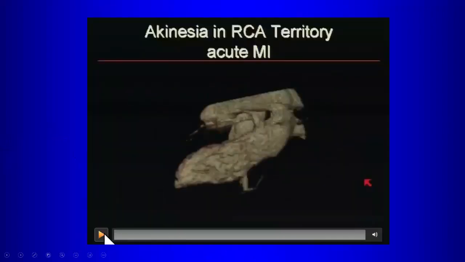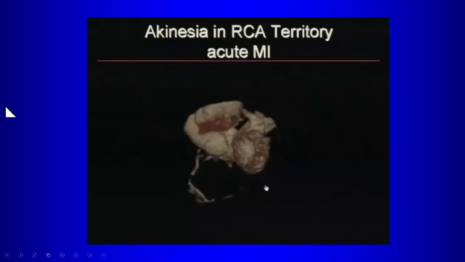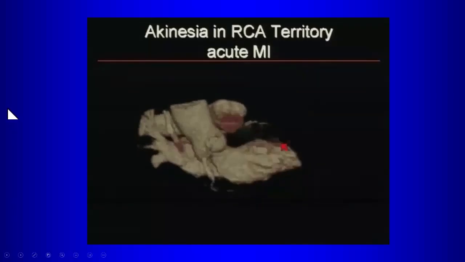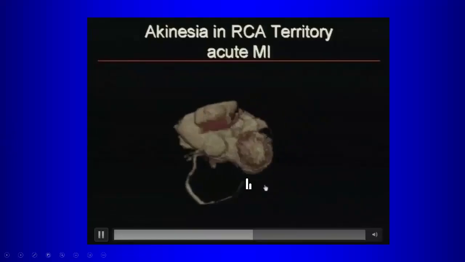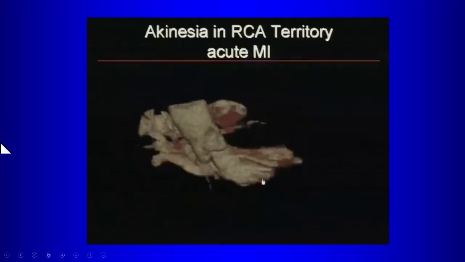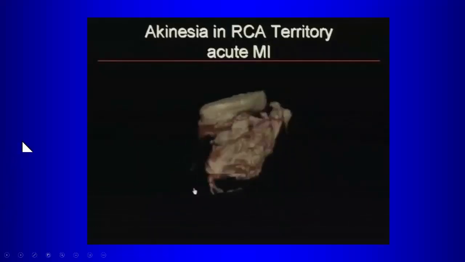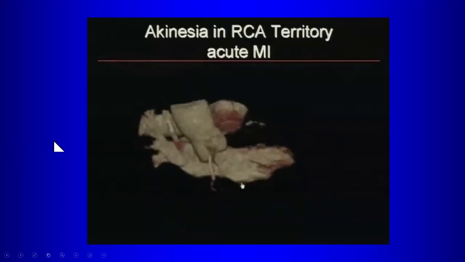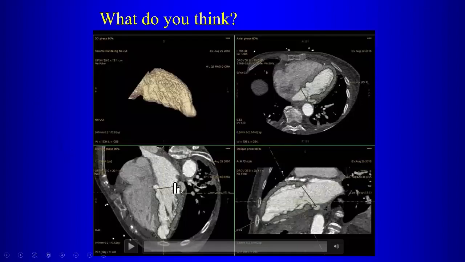And then this is an example here from CT of akinesia in the distribution of the distal RCA, the region of the posterior descending artery. So you can see that along the inferior wall. And then here, as we look along that inferior wall, there's markedly abnormal wall motion. There's akinesia there, okay? So we can do the same thing with retrospectively gated cardiac CT. You can also evaluate wall motion. So let's talk about some complications of ischemic heart disease.